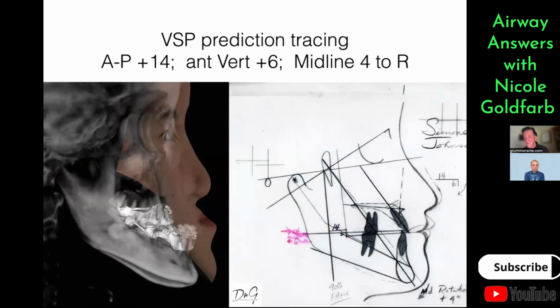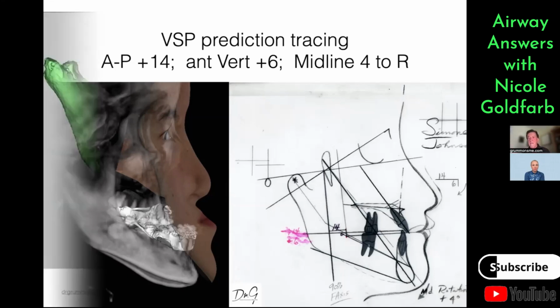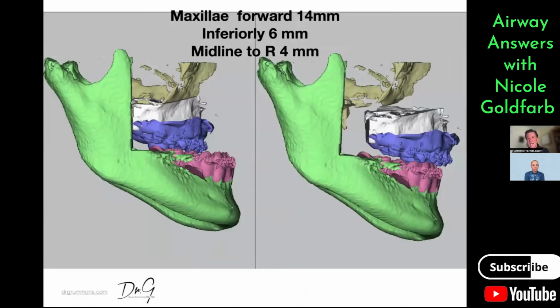I'm rotating the mandible open 4 degrees. I'm relocating the upper, but I'm copycatting that on the software. So we're going to move the AP upper 14 millimeters forward. It netted out 13. Anterior vertical is going to come down 6. Midline is going to swing 4 to the right. So this is the setup.